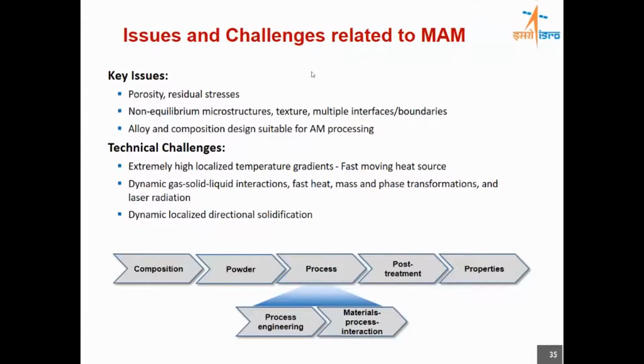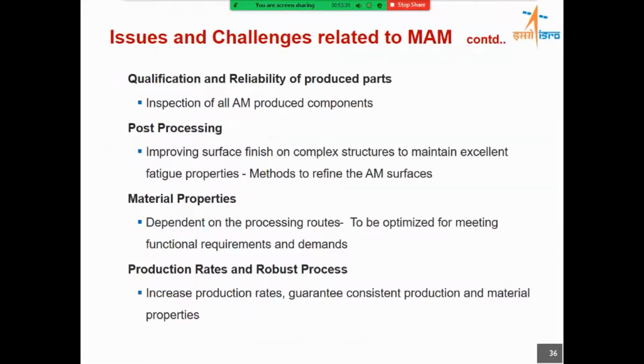And also there is one more thing, which is directional solidification. Because it is similar to a welding process, there is bound to be directional solidification. We have to see how those solidification patterns affect the mechanical properties. So again, as I mentioned, qualification and reliability of the produced parts. Most of the times, inspection of all the parts produced through this technique is not possible. So we need to evolve some process control itself so as to avoid inspection of the final components.